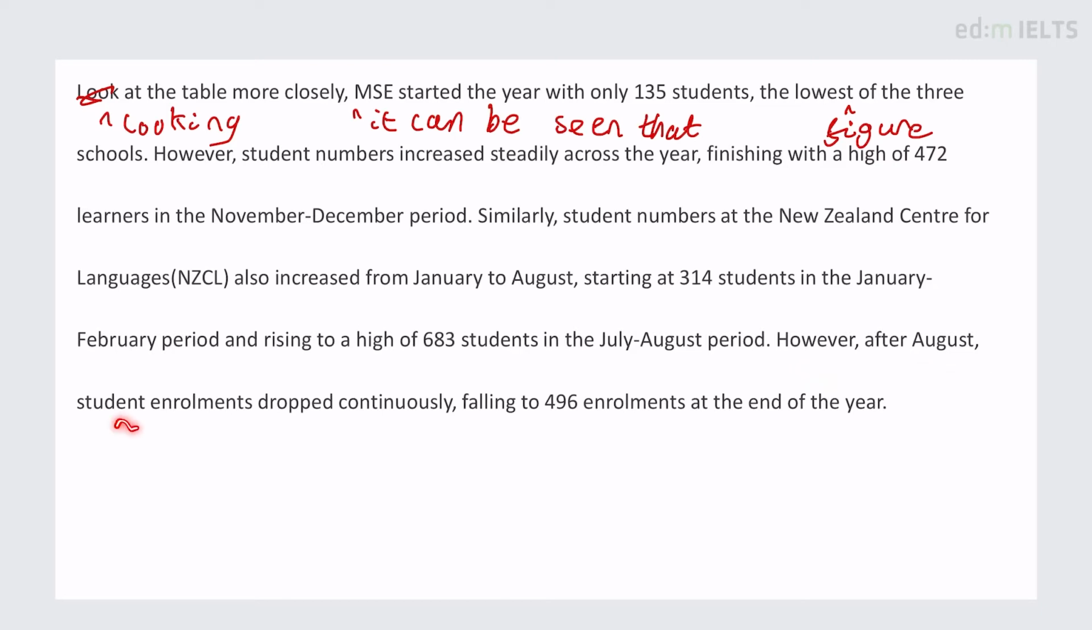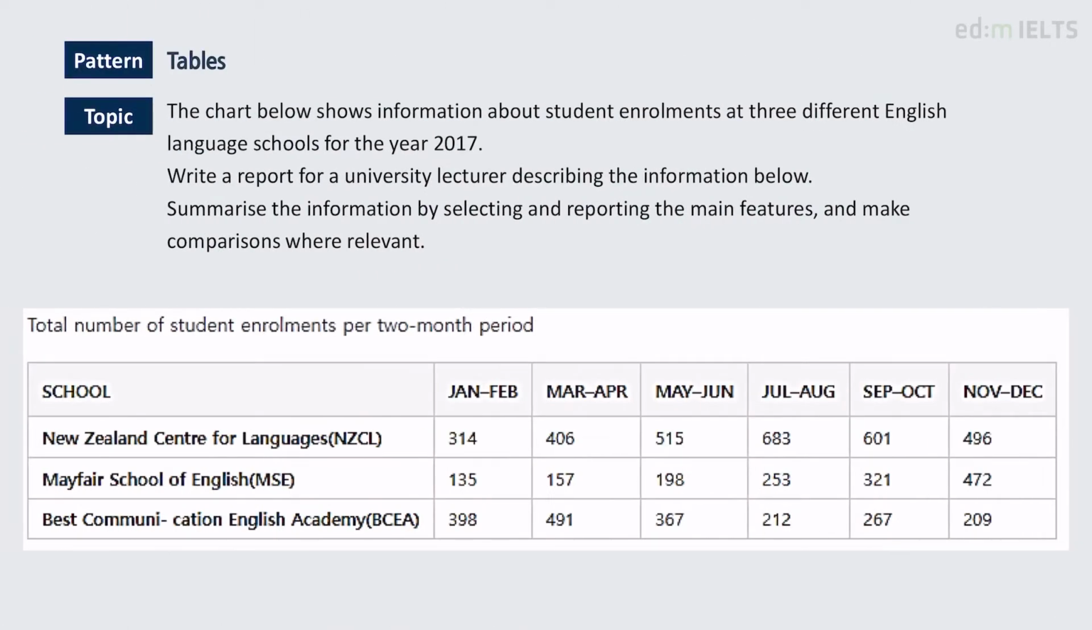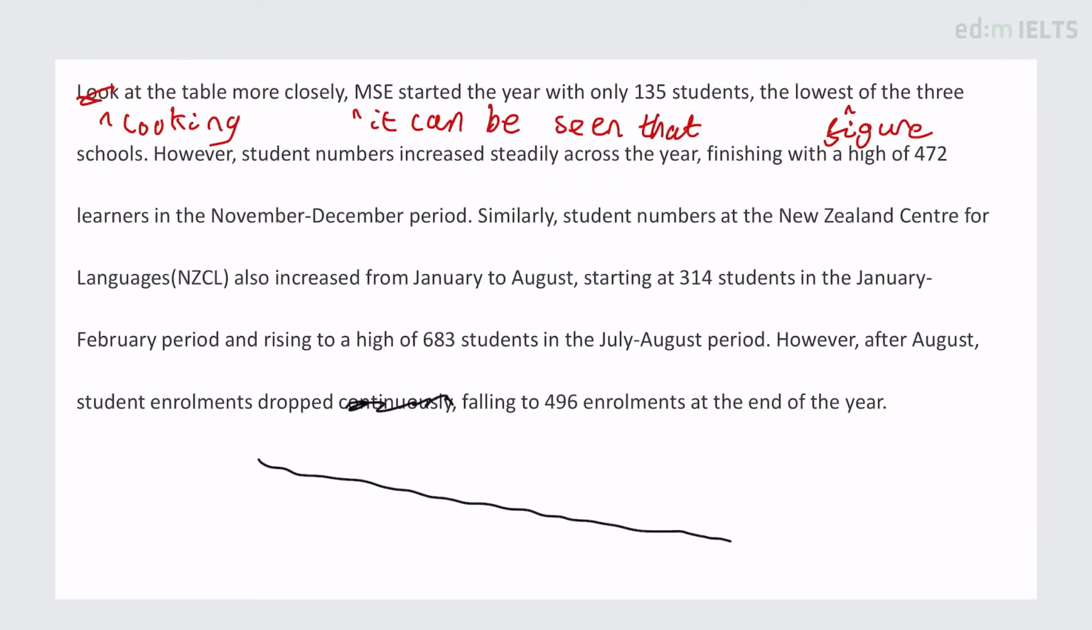However, after August, student enrollments dropped continuously, falling to 496 enrollments at the end of the year. I would delete continuously, because continuously is kind of like steady decrease. But it's not a line graph where we can really see that it's not stopping at all. It's more like data for 2-month periods. It would be better drawn as a bar chart, I think, than a line graph, just giving the 2 months.